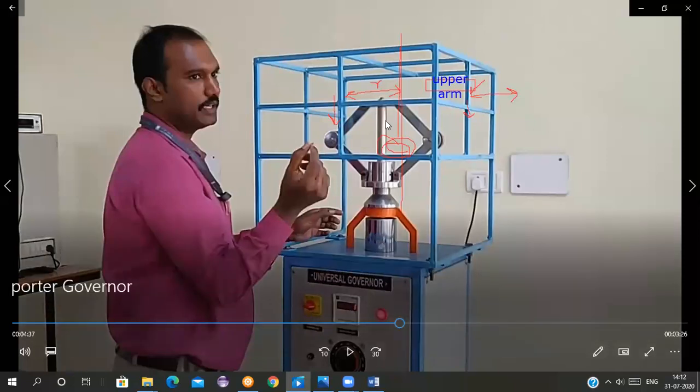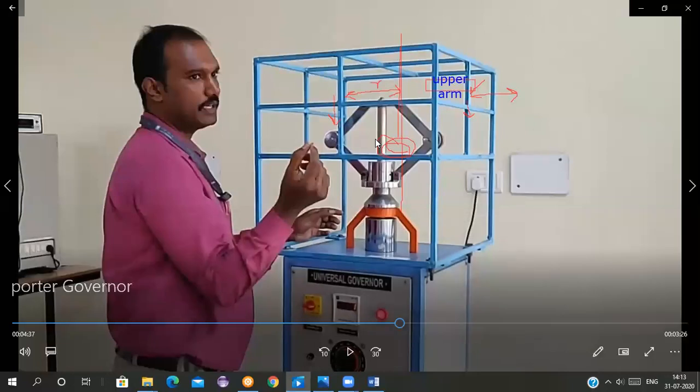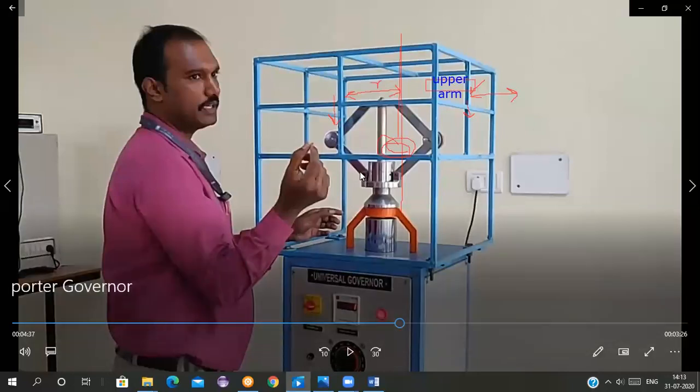One more thing is that as the speed is increasing, this radius of rotation here will increase, and therefore your centrifugal force will increase. This sleeve will be getting lifted here because it will move outwards.